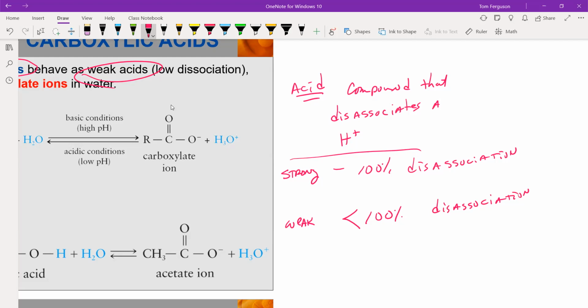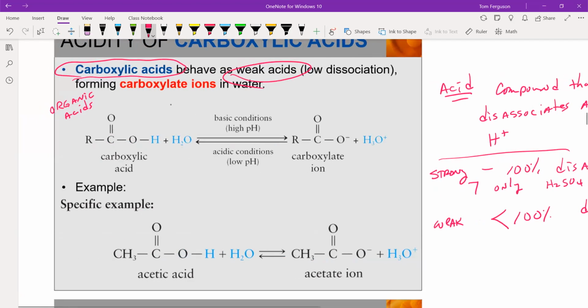Examples: there's acetic acid, palmitic acid, linolenic acid, linoleic acid, and a whole bunch of acids that are weak. And there are only 7 strong acids. You are probably familiar with sulfuric, hydrochloric, nitric. Those are the 3 most common strong acids. There are 4 others, but these are the 3 most common ones.